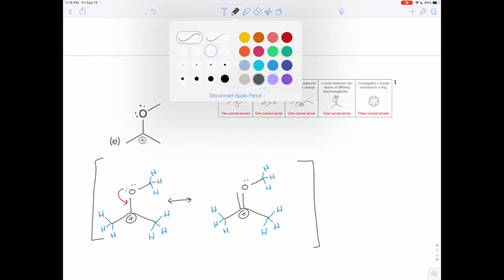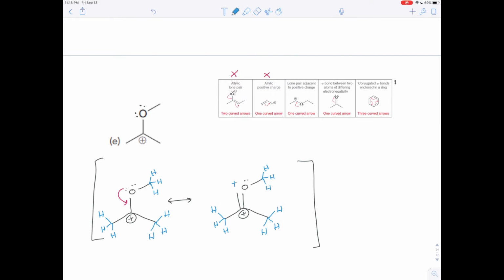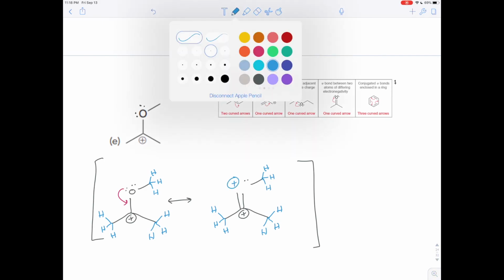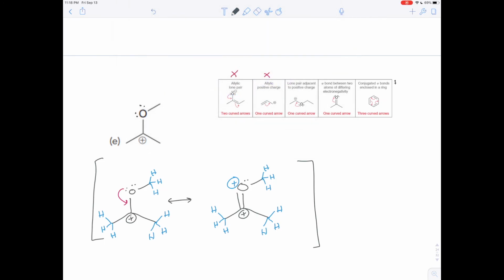Now, if you calculate the formal charges here, you'll see that the oxygen has a positive charge. And just to draw this a little better, the double bond is going to that oxygen. And you'll also see that this other carbon has no charge. Okay, so we did have that third pattern, lone pair adjacent to a positive charge.